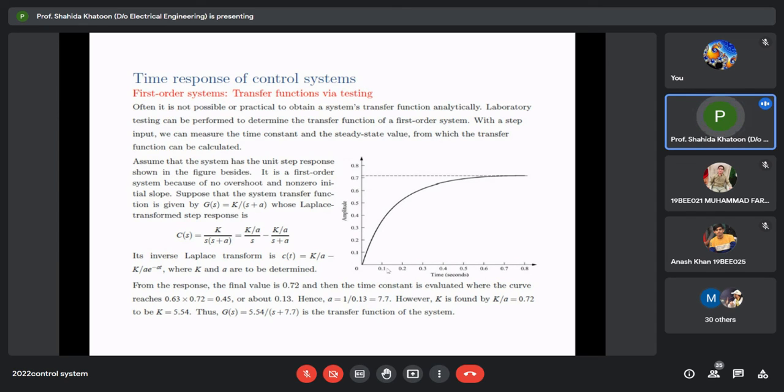So this is how we calculate the transfer function from the graphical or laboratory time response of the given system. So I want you to note down the procedure.